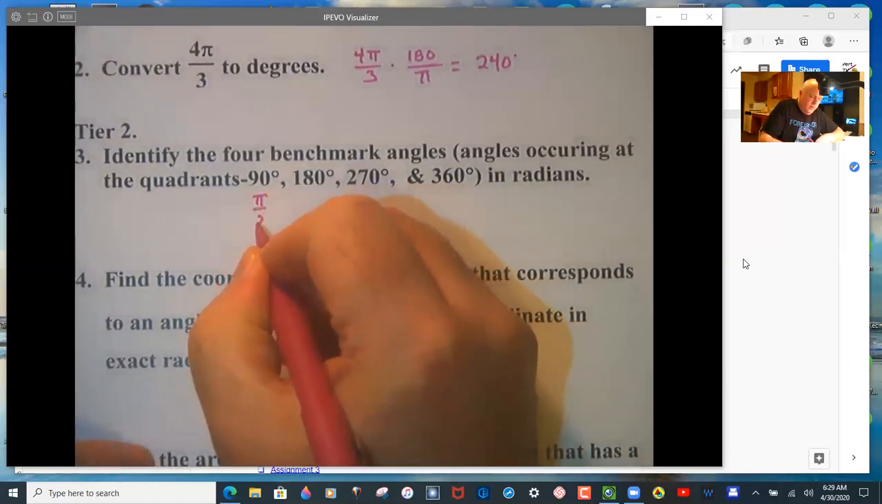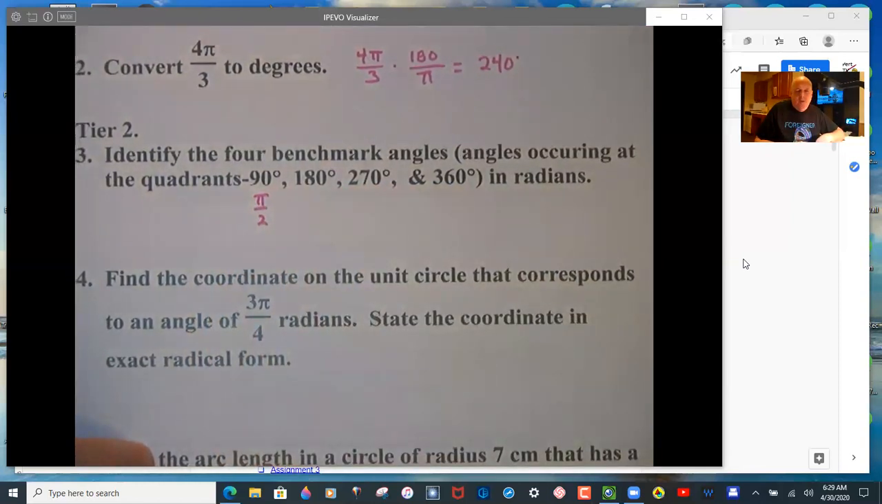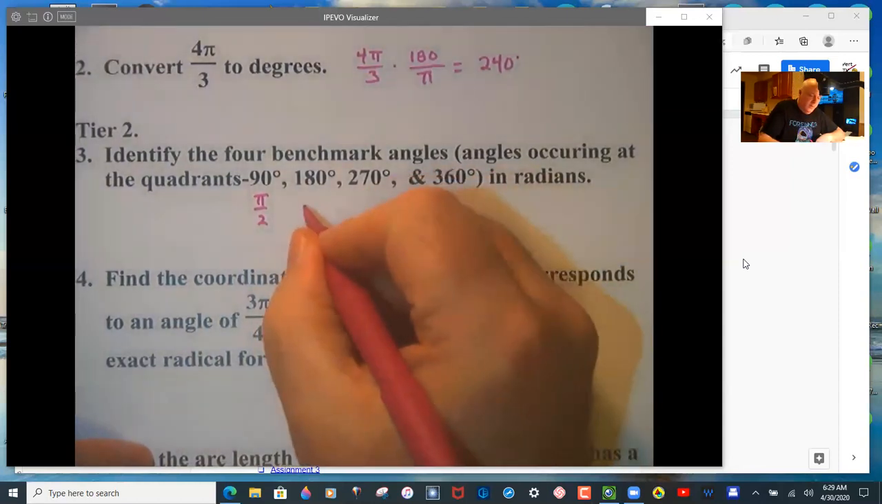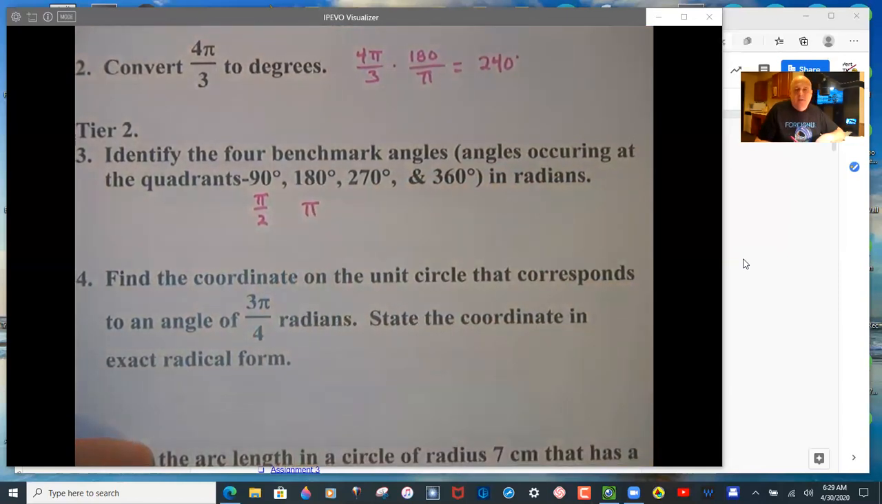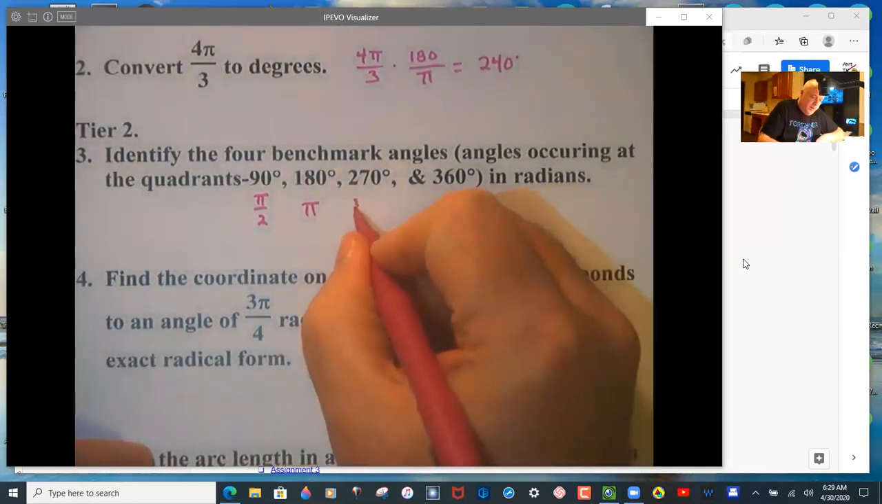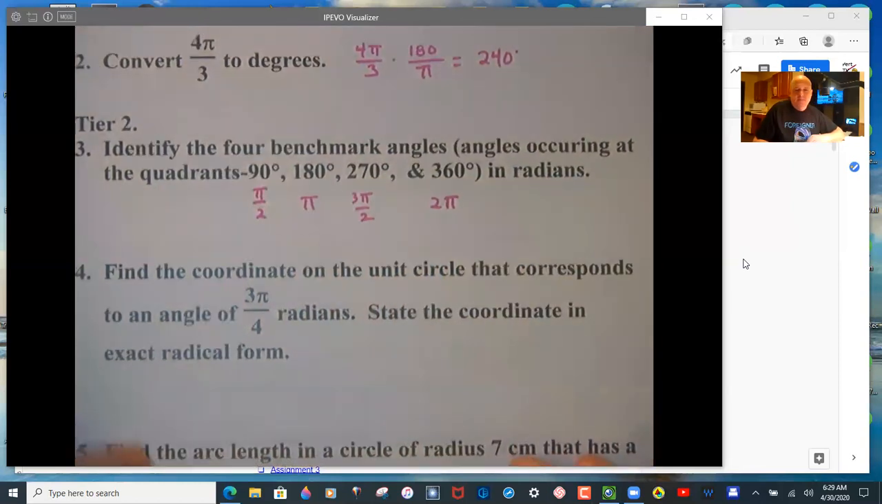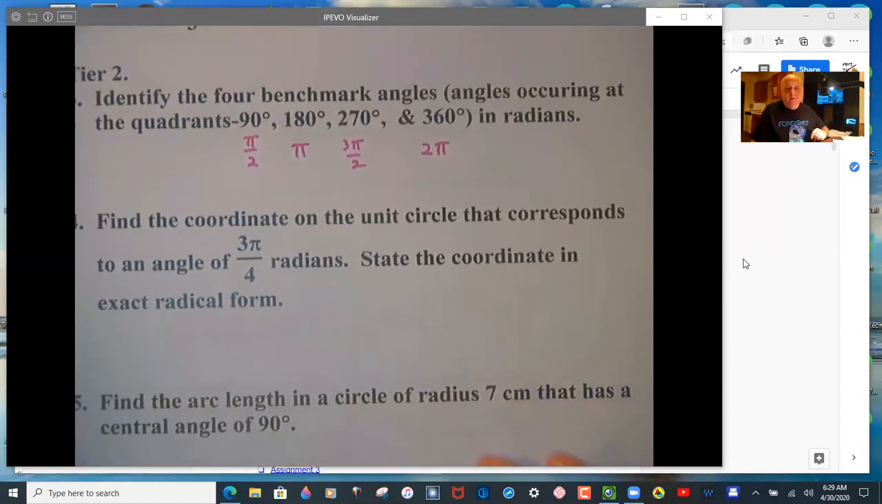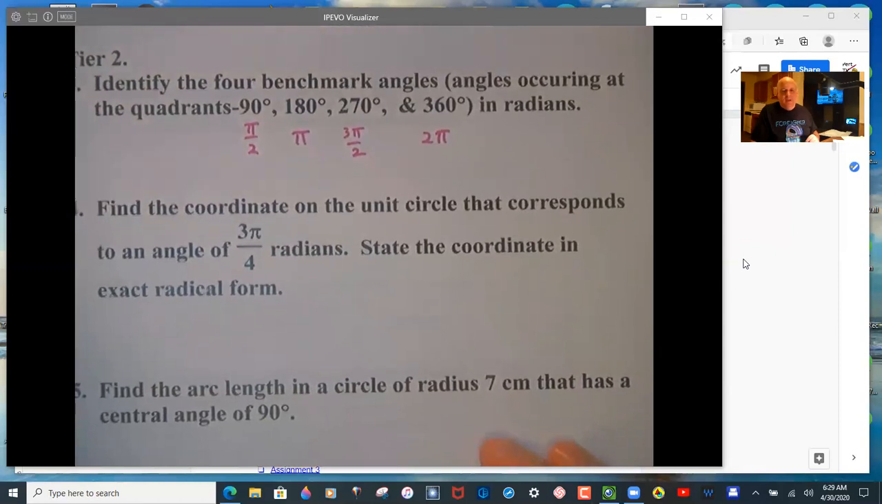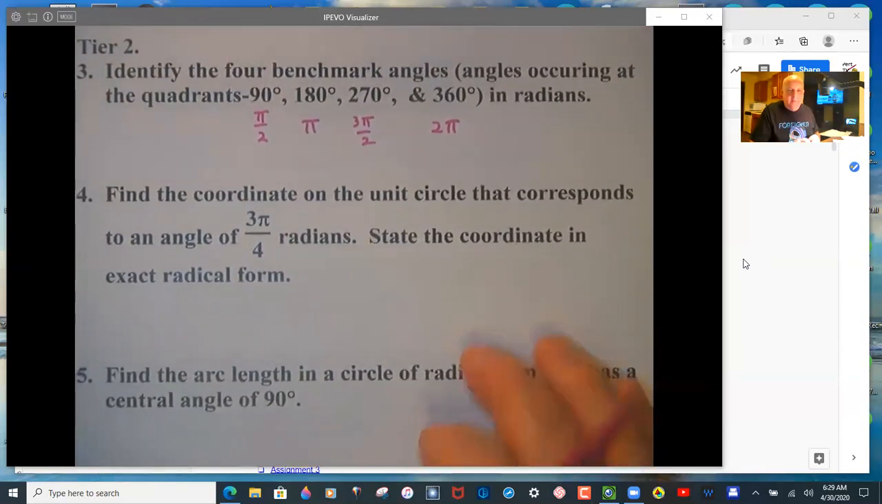I want you to know 90 degrees is pi over 2. So it's just 1/4 of 2 pi, which is pi over 2. 180 is half of 2 pi. 270 is 3/4 of 2 pi. And then 360 is all of it. So in the unit circle, r is 1, making 1 lap equal to 2 pi.